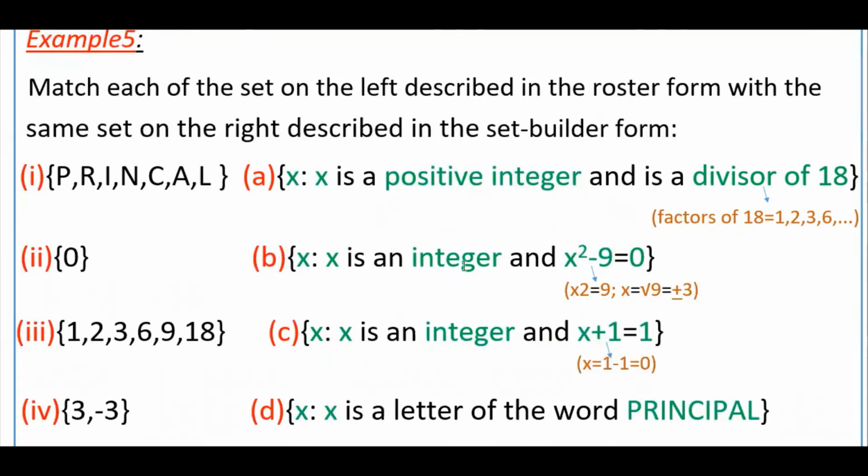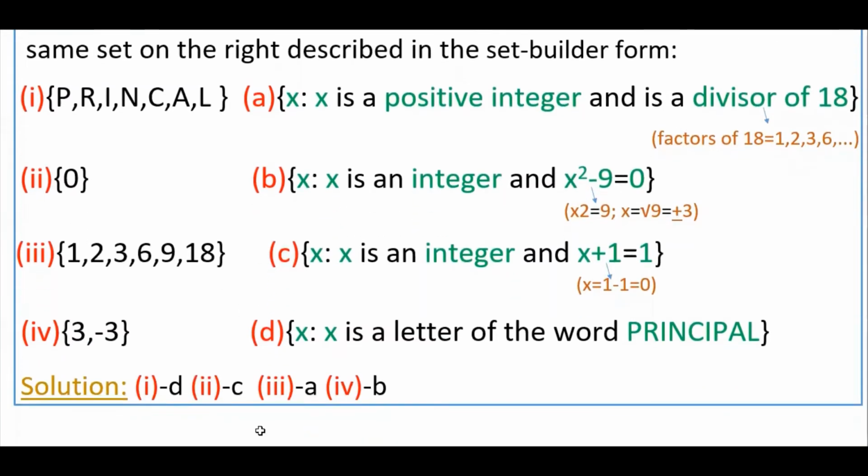And next one is x is an integer and x square minus 9 is equal to 0. If you solve this equation, x square is equal to 9, then x is equal to plus or minus square root of 9. That is plus or minus 3. So that is 3, minus 3. So you can match with fourth one, that is B. Okay. Then next one, x is an integer and x plus 1 is equal to 1. So if you solve this, x is equal to 1 minus 1, that is 0. So second one you can match with C. So now the solution is first one D, second C, third A, fourth B.